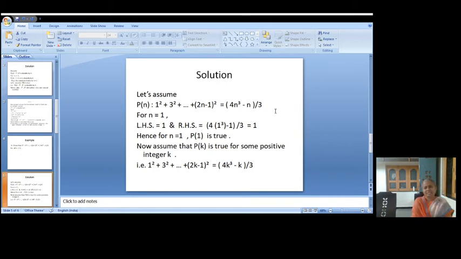Now here we have LHS equal to 1 square, that is equal to 1 only, and RHS equal to 4n cube minus n whole divided by 3. Now here we are putting n equal to 1 there, and therefore 4 into 1 cube minus 1 divided by 3. Now here 1 cube means 1 only, and therefore 4 into 1, that is 4, minus 1, that is 3. 3 upon 3 is equal to 1, and thus we get 1. LHS and RHS coincide, and therefore the statement P of 1 is true.